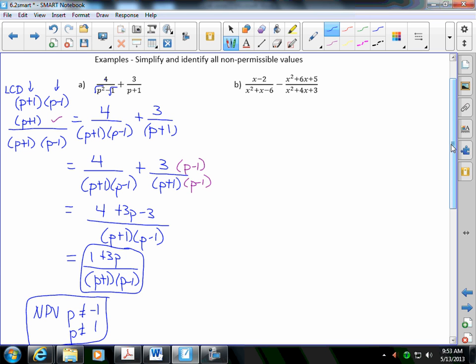So the next example, I'm going to just pause there for right now. Because I've got trinomials in the bottom and the top, I'm going to have to factor these first. And then after I've factored them, I'll find my lowest common denominator between the factored form. And then I can do my collecting of terms and then simplifying from there.